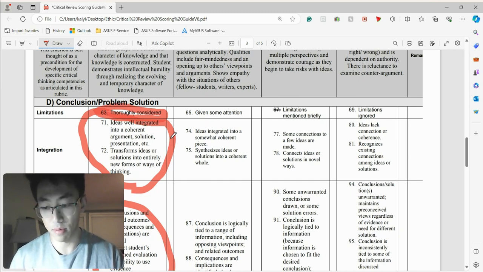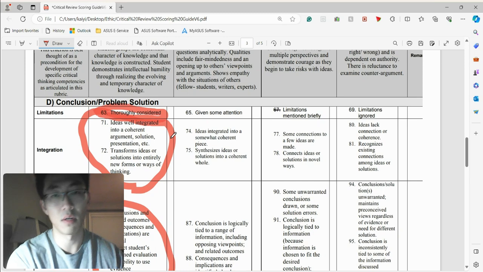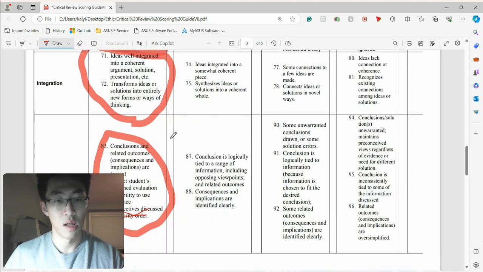If you read my paper, I've put my solution in the second last paragraph. In terms of transforming idea or solution into entirely new forms or ways of thinking, yes. In there, I referenced Darwin's theory of survival of the fittest to help understand how the new technology is replacing the old.